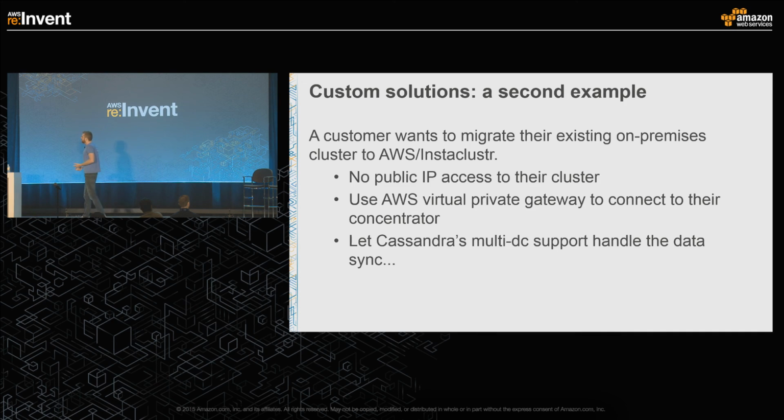What we actually ended up doing was we used AWS's virtual private gateway to connect to their VPN concentrator. Once we did that, we had direct network access into their private data center. We could join the instances that we were managing to their cluster as a second Cassandra data center, let Cassandra do its thing and sync the data across. Once we'd done that, we just cut the link and moved them across to our service without any downtime. In terms of delivering custom solutions, that was the first time we'd ever touched a VPN in terms of delivering our service.